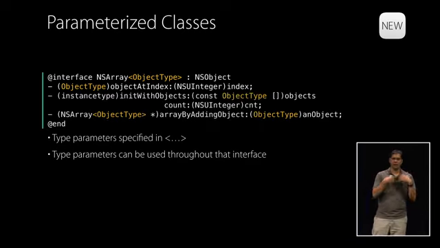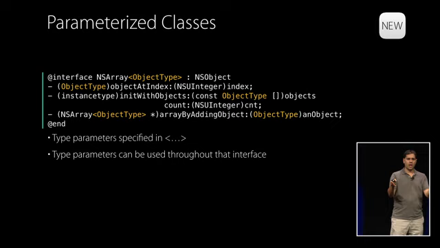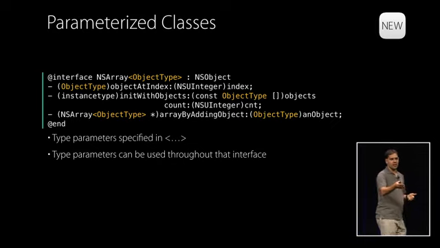If we go ahead and add other methods here, when you initialize with objects, the C array you get in contains objects. Use array by adding object. You put in a new object, you get an NSArray of objects. So it composes very, very nicely.